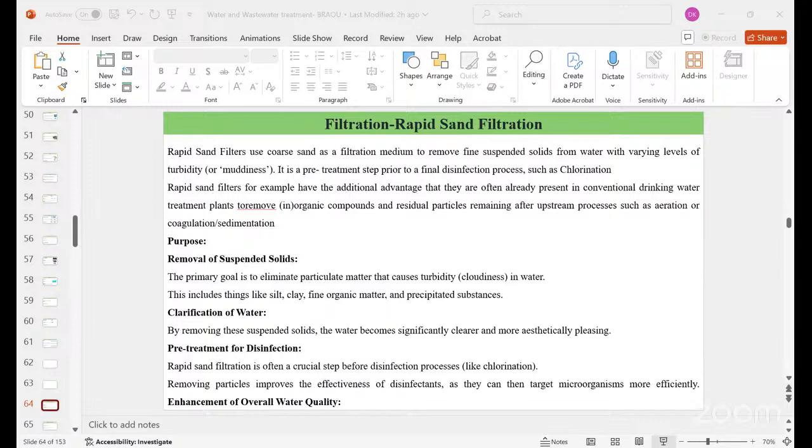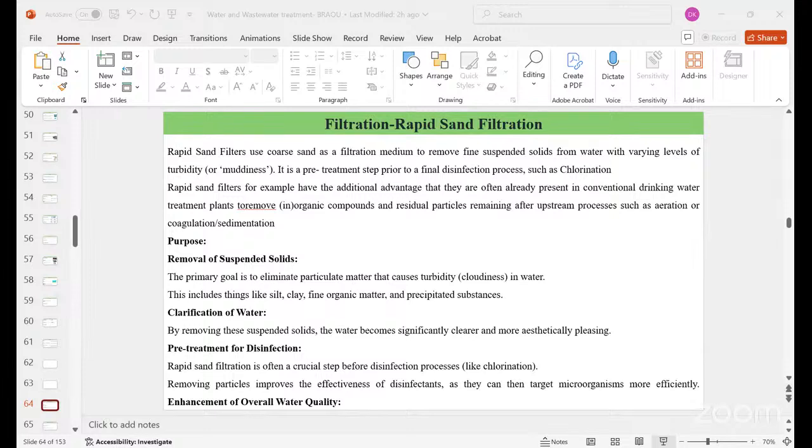And the next one is pre-treatment. Rapid sand filtration is often preceded by pre-treatment processes like coagulation and flocculation. So once the material is sedimented through the coagulation or flocculation process, the water is sent through rapid sand filtration, where the fine particles can also be removed. This process also helps to clump together the fine particles, making them even easier to remove during the filtration process.